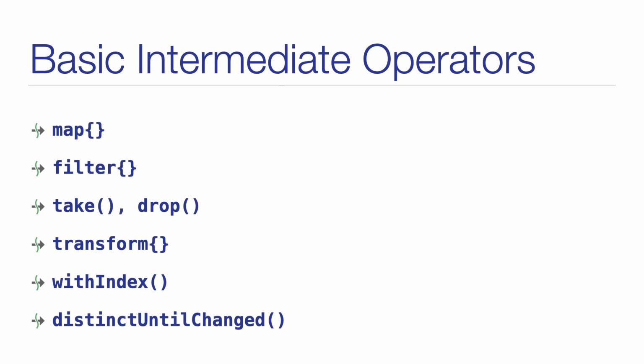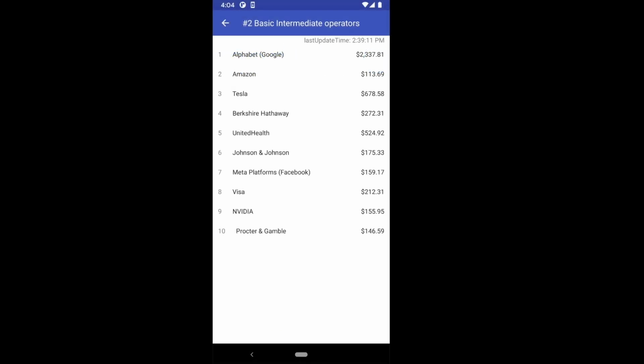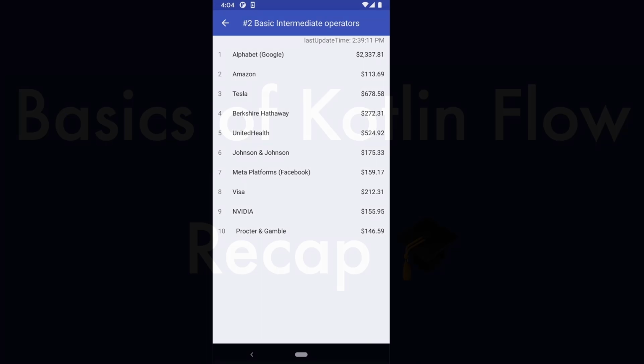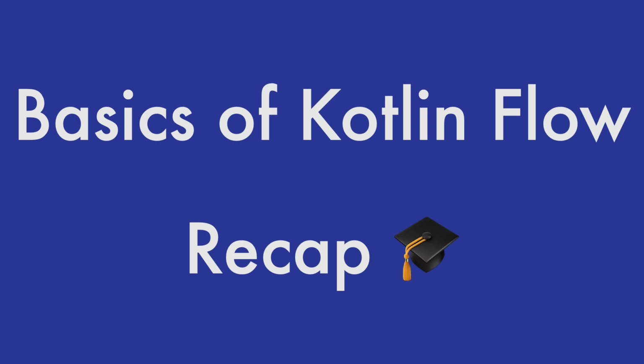With all this new knowledge from this module, we were able to create a nice stock live tracking app that creates a flow, collects from this flow, and applies some operators on it to only show the live stock prices of the 10 biggest stocks of the United States. And that's it for this module. Now that we covered the basics of Kotlin Flow, we can tackle more sophisticated topics in the next modules. See you there.